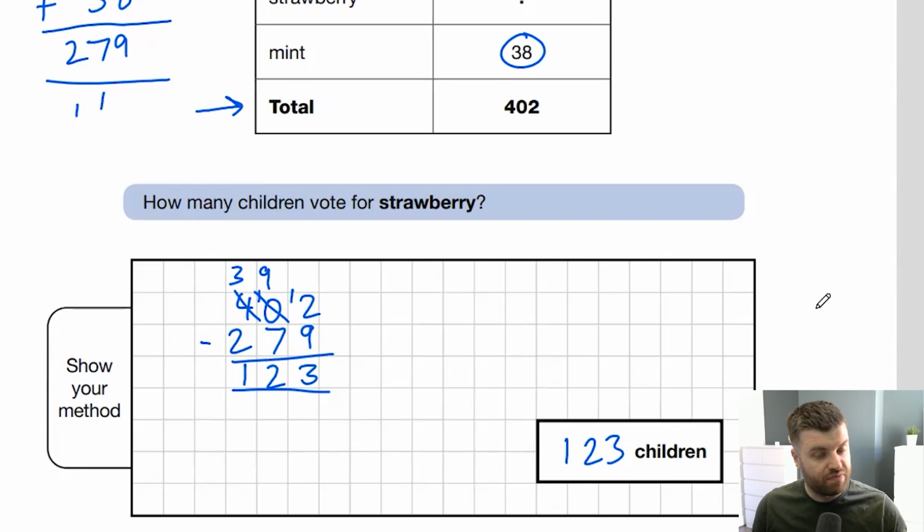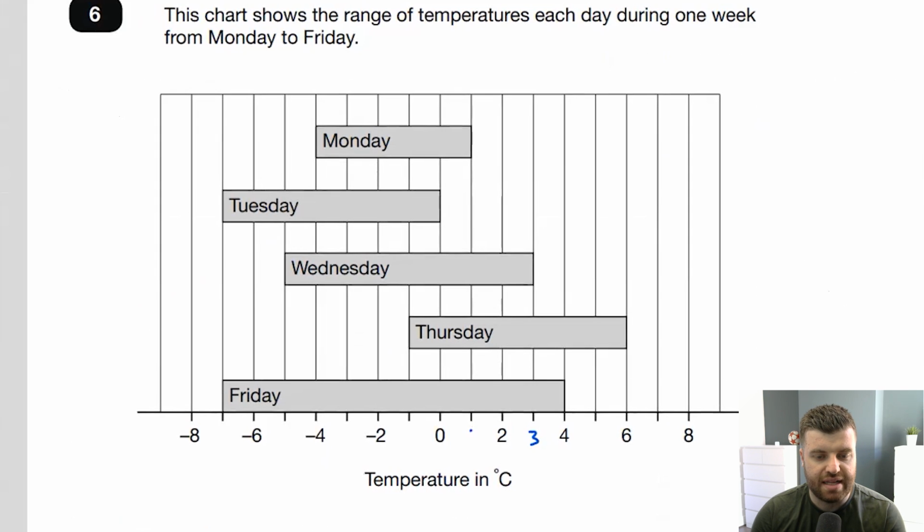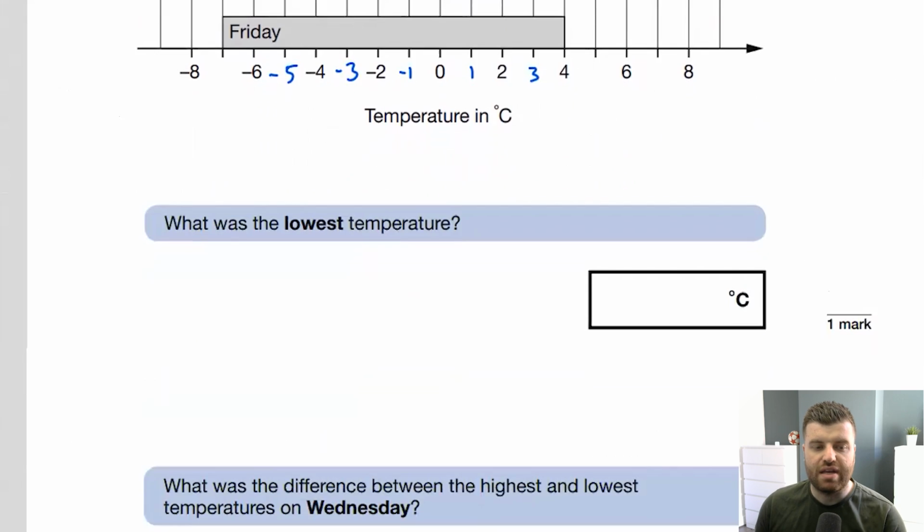Quite popular. Let's look at question 6. This chart shows the range of temperatures each day during 1 week, from Monday to Friday. First thing I'm going to do is down the bottom here, I'm going to just fill in these gaps because I bet it comes in handy later. -1, -3, -5. Always a good hint to do that. If you've got gaps on your scale, try and fill them in. Let's take a look at the question.